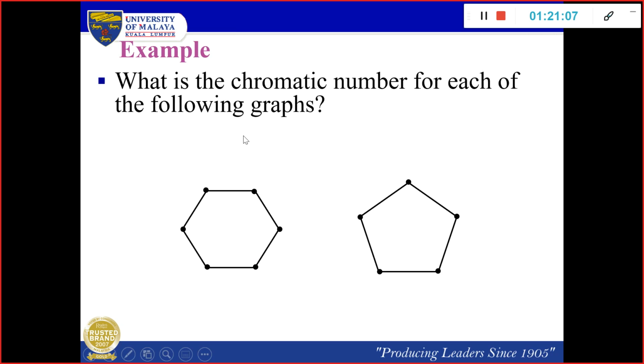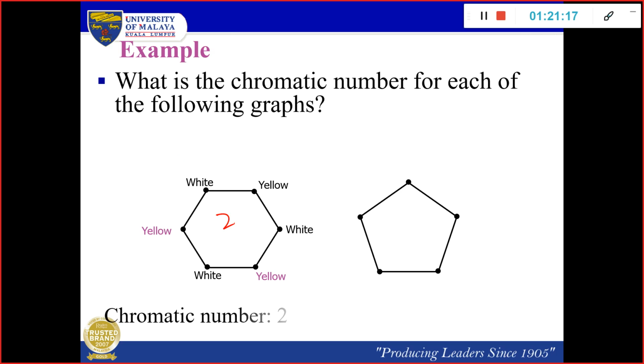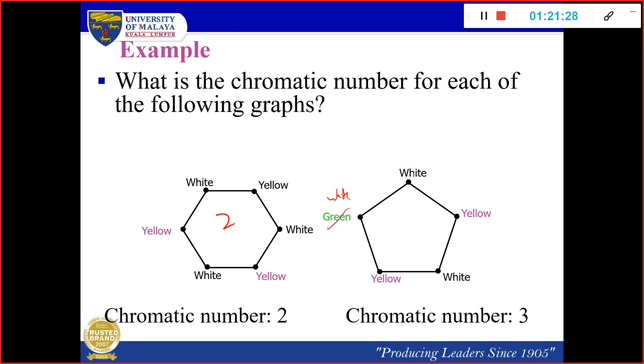What is the chromatic number for each of the following graphs? So you can see the white, yellow, white. So this one is two. This one is three. If you put white here, it will be the same as this white, so you cannot. You have to put green. So this chromatic number is three.